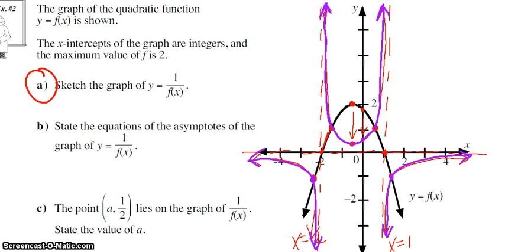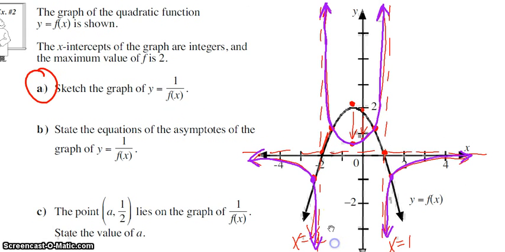Part B. State the equation of the asymptote of the line. We did it already, there are 3 asymptotes. And question C, the point A half lies on the graph of the reciprocal function. State the value of A.